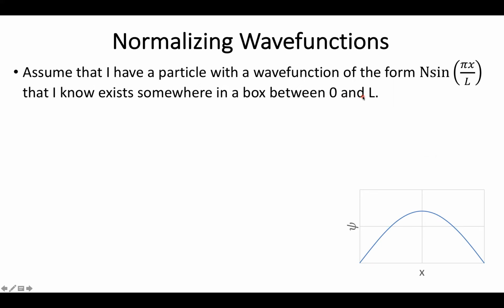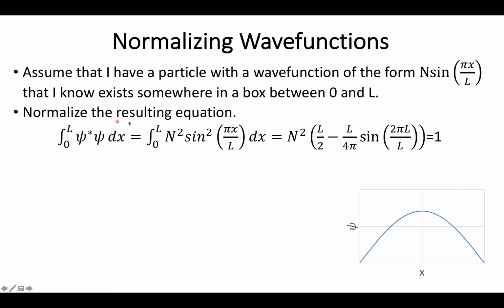So what we're going to want to do is start with normalizing our resulting equation. We're going to integrate from 0 to L because this is all space for this wave function. Then I'm going to take the square of this wave function. Here I get very lucky.